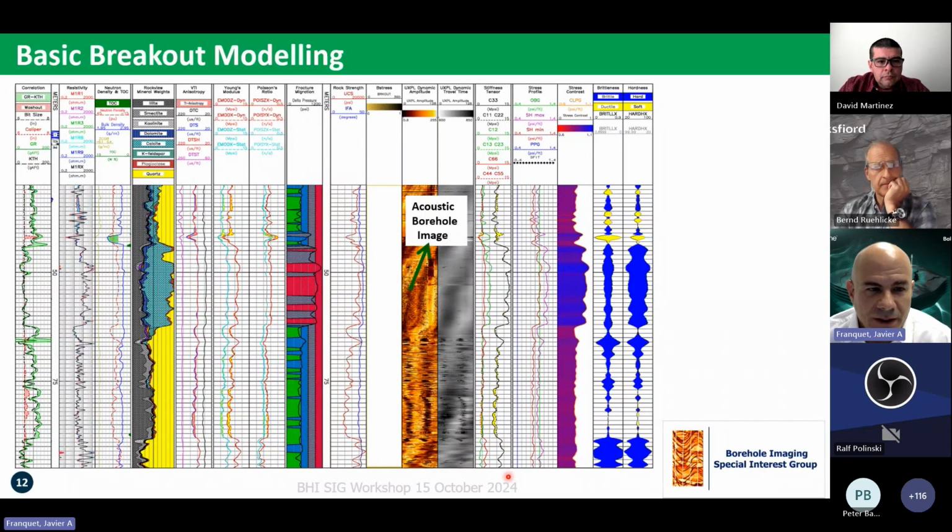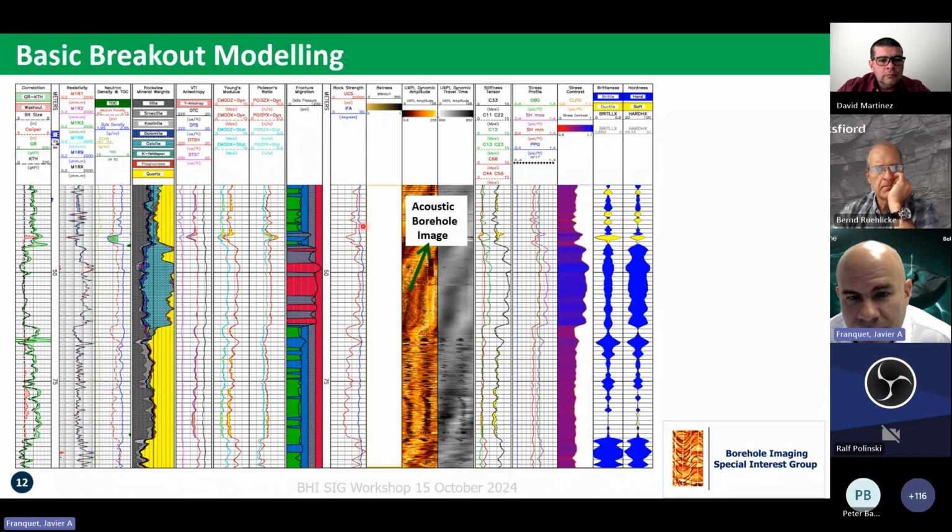So in this particular case, I'm showing the gamma ray, resistivities, density, neutron, mineralogy. So you can see a beautiful carbonate here on top of a sandstone. We ran an isotropic model in this case. So we have Young's modulus and Poisson ratio in the vertical and horizontal directions. We have here the UCS and the friction angle.